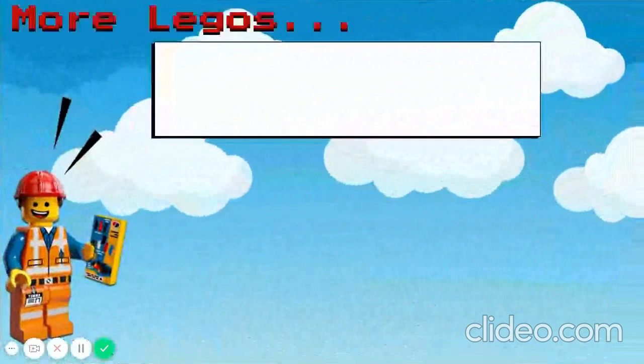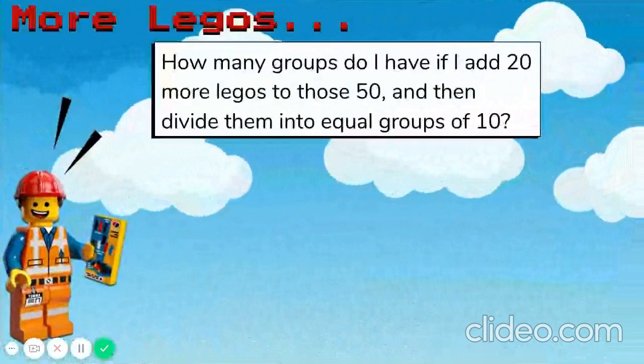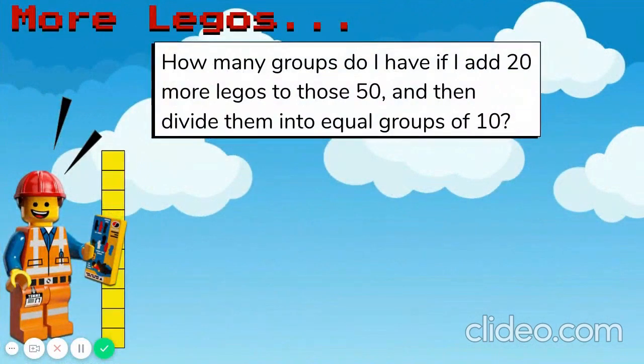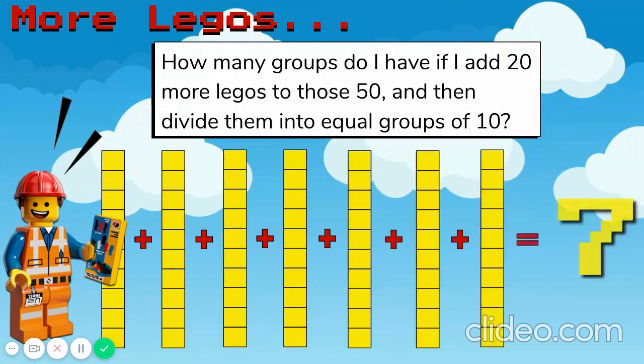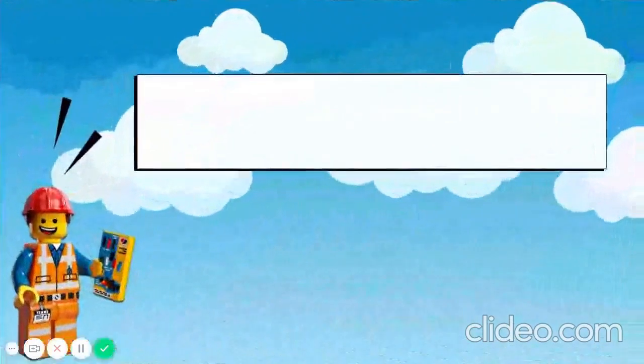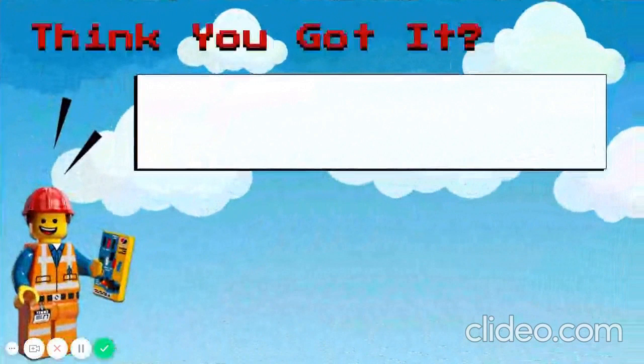But let's try to make this a little bit more complicated. What if I add 20 more Legos to those 50 Legos and then divide those into equal groups of 10? How many equal groups would I have then? Well, I would have the 5 from 10 added 5 times to get 50, and then 10, how many times is 20? Well, 10 plus 10 is 20, so that's 10 2 times, which would mean equal groups of 7. So let's try to put this into a word problem.